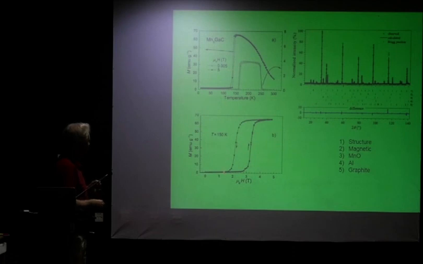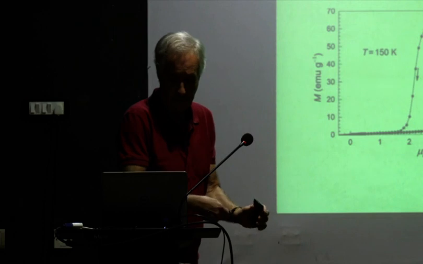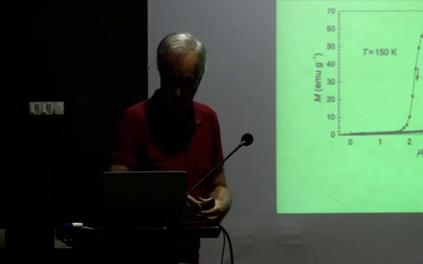If you do the field dependence of this, I had showed you this before as well. So you're sitting at that temperature which corresponds to the low temperature phase. So you're sitting at 150 Kelvin here. It's antiferromagnetic. You're applying a field. You're inducing a transition to the ferromagnetic state. And when you remove the field, it comes back with a certain amount of hysteresis that's involved with it.